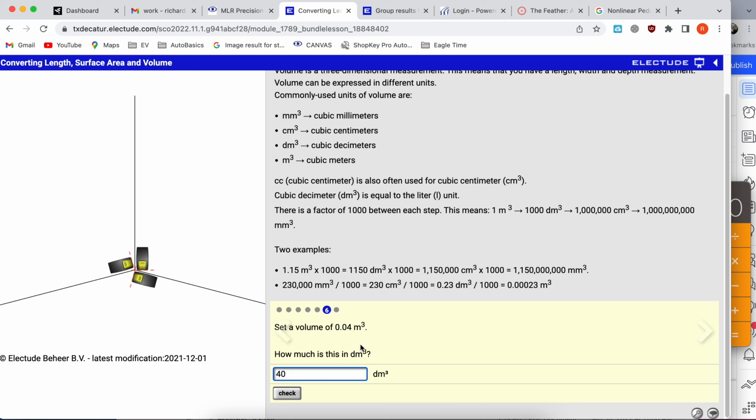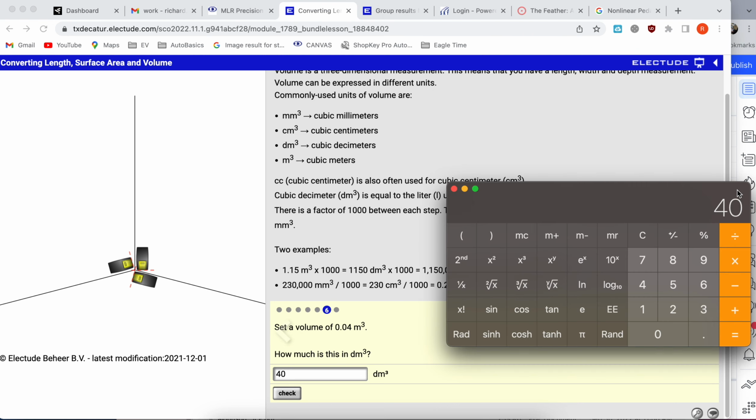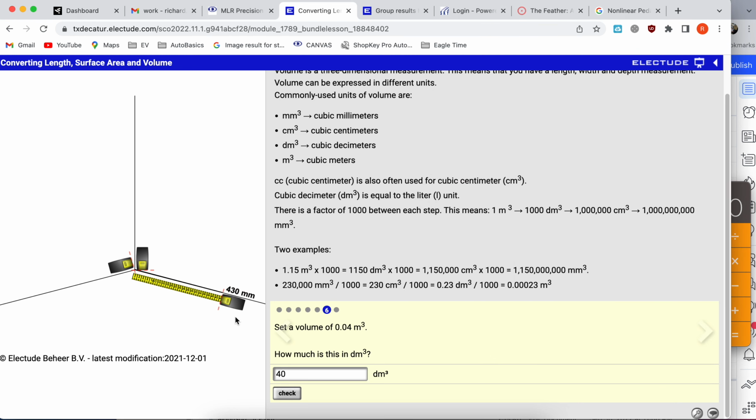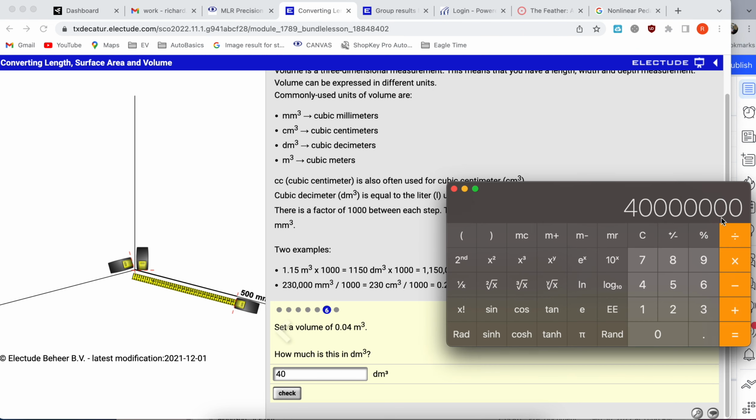So there's our 40. Now we have to set the tape measure. To do that, we need to go the rest of the way out to cubic millimeters. So we're going to multiply times 1,000 to get to centimeters, and then times 1,000 again to get to millimeters. And that gives us 40 million. Now look at how far the tape is capable of going, and that is 500. So we'll take our 40 million and then divide by 500, and that leaves us with 80,000.